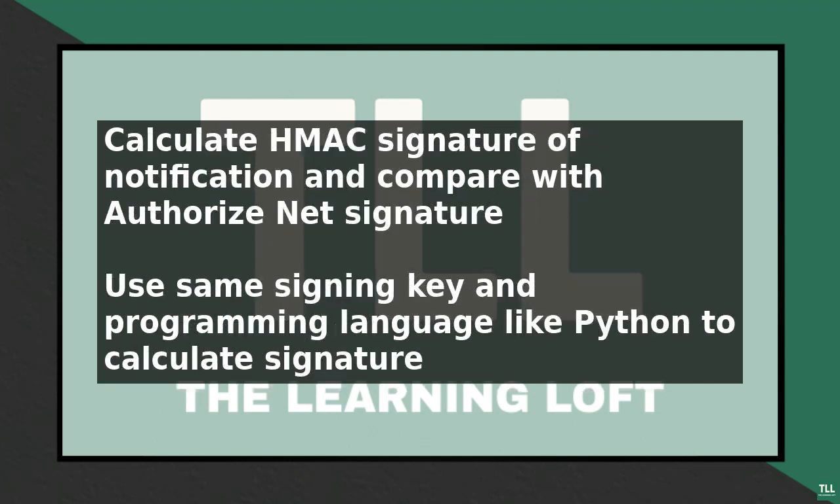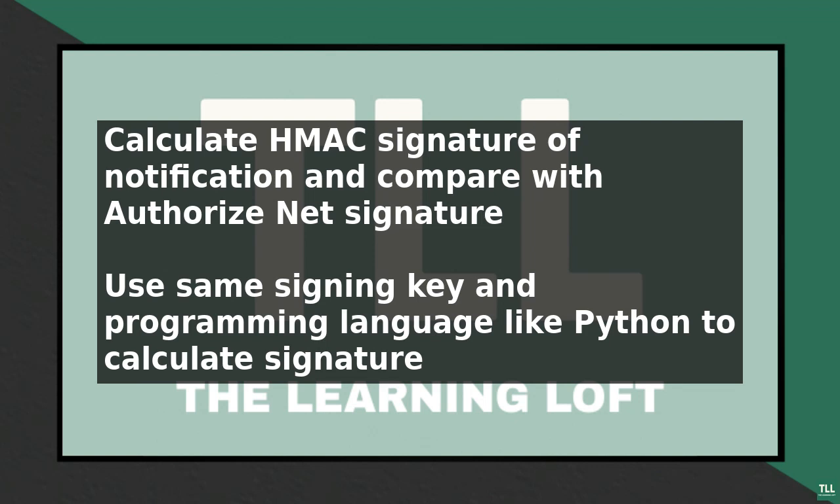Best practice is to handle the webhook notifications asynchronously to avoid blocking the main thread of your application. You should also handle any exceptions that may occur during the validation process to ensure that your application remains stable and secure.